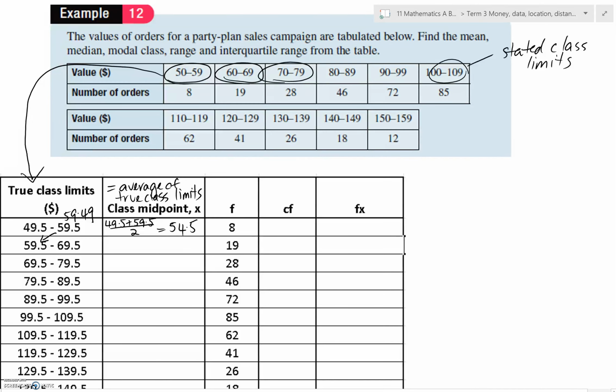So it's just a matter of finding the middle of the class. You can see each one of these classes actually goes up in the same amounts. So each one of these class midpoints is just going to be 10 more than the previous one, because each of our ranges in this case is 10 more than the previous one. So I'm going to fill in all of those.